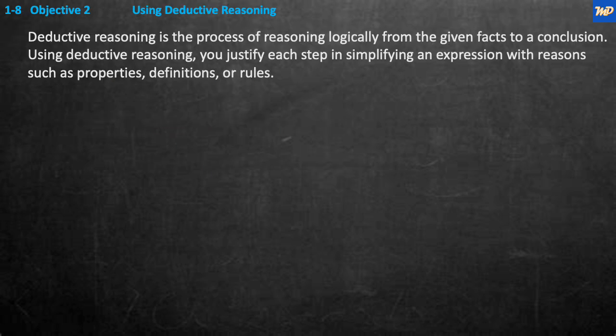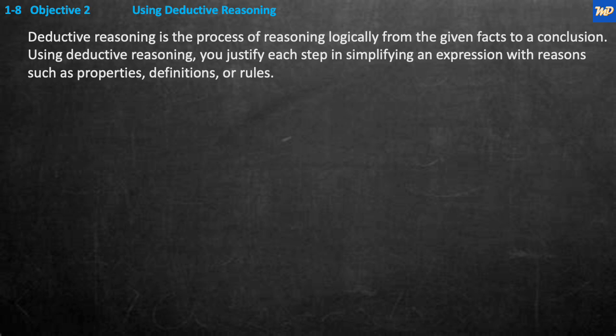Okay, so for here in objective 2 of this review, using deductive reasoning. So now we're just going to talk a little bit about deductive reasoning and start getting our feet wet, so to speak, right? Deductive reasoning is a process of reasoning logically from the given facts to a conclusion. So you're given a set of facts, and then you go through steps and procedures to keep shifting and manipulating the facts that you have until eventually you end up with the conclusion. So you justify each step in simplifying an expression with reasons such as the properties, definitions, and rules. You say, well, why did you make this step?